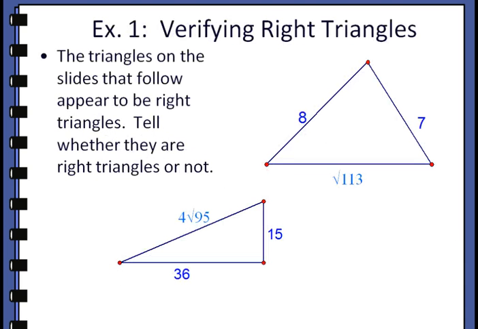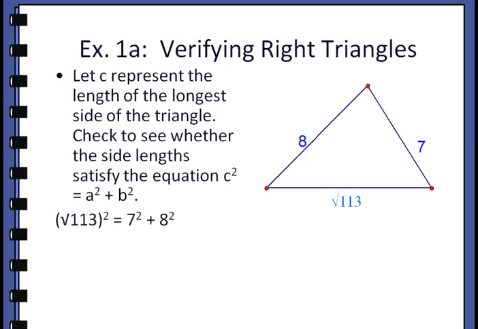All right, so for example, these triangles, if you eyeball them, might appear to be right triangles. And we've talked a lot about the dangers of eyeballing triangles or any sort of shape or anything in geometry. So let's figure out whether or not these are right triangles. So with this first one, we're going to let C represent the length of the longest side, because the hypotenuse is always going to be the longest side. Square root of 113 is the longest of these sides.